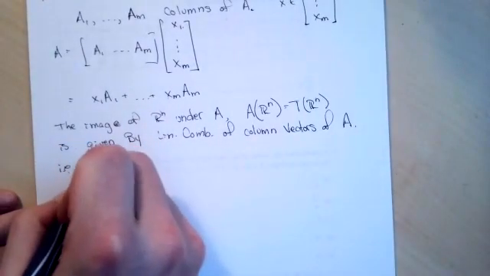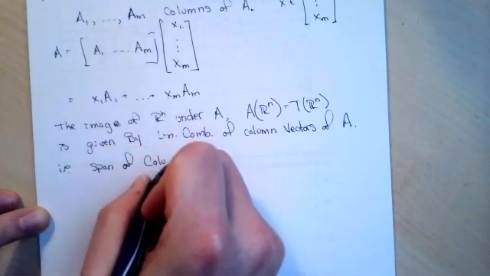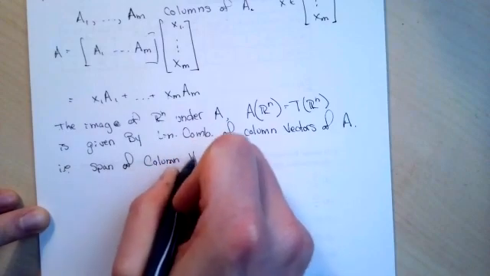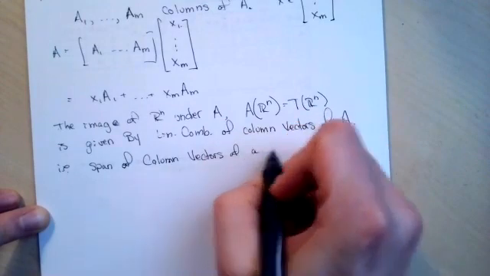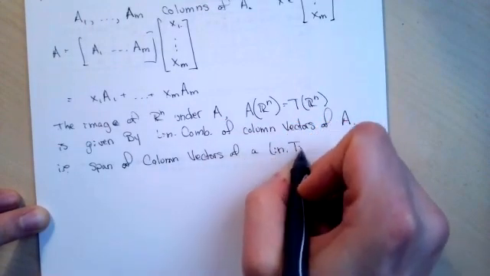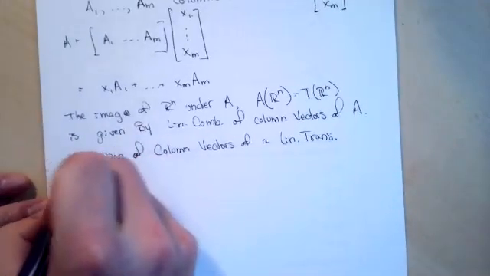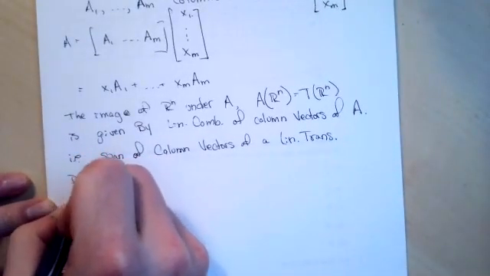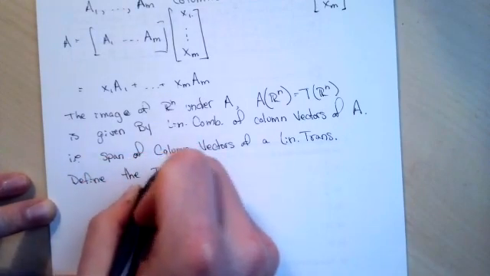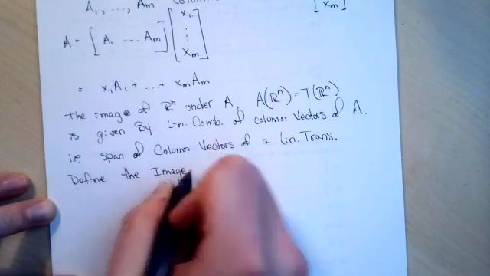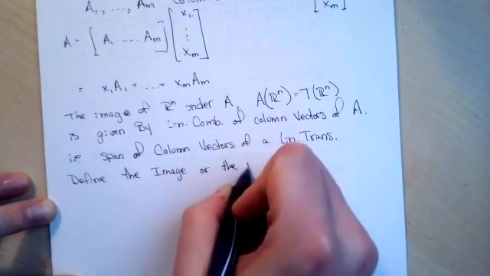So i.e. the span of the column vectors of a linear transformation define the image or the range.